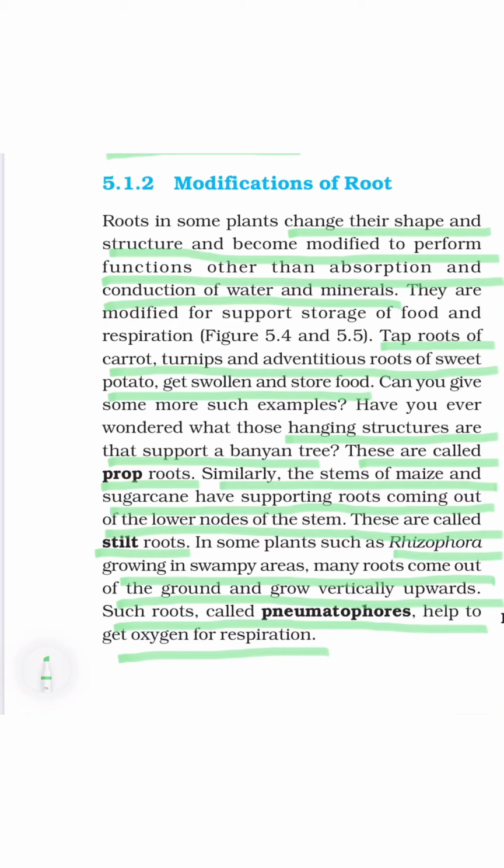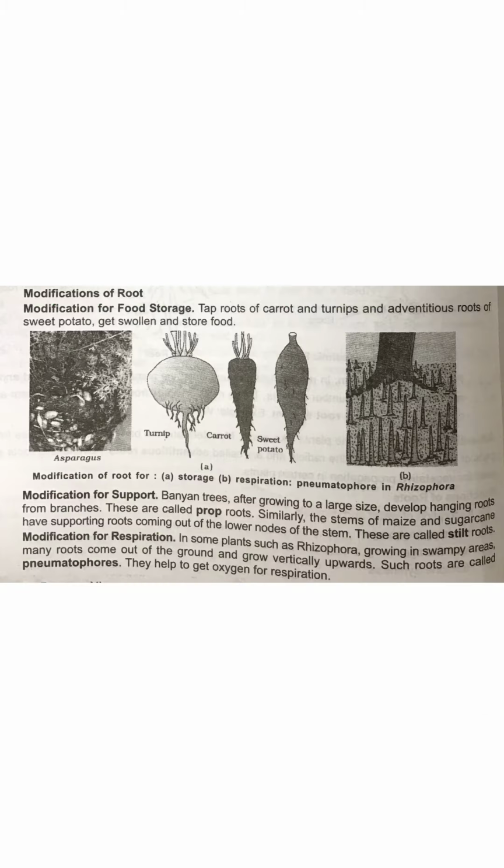Similarly, in the stem of maize as well as sugarcane, supporting roots arise which come out from the lower nodal portions of the stem, and they are oblique in structure. They support the plant, and here they are known as stilt roots.